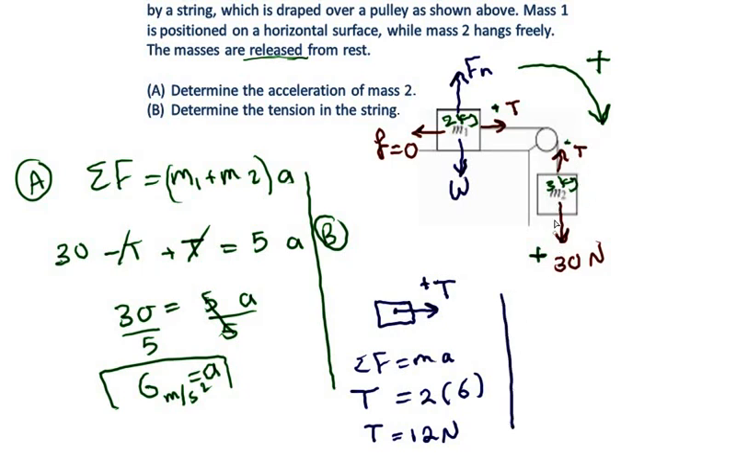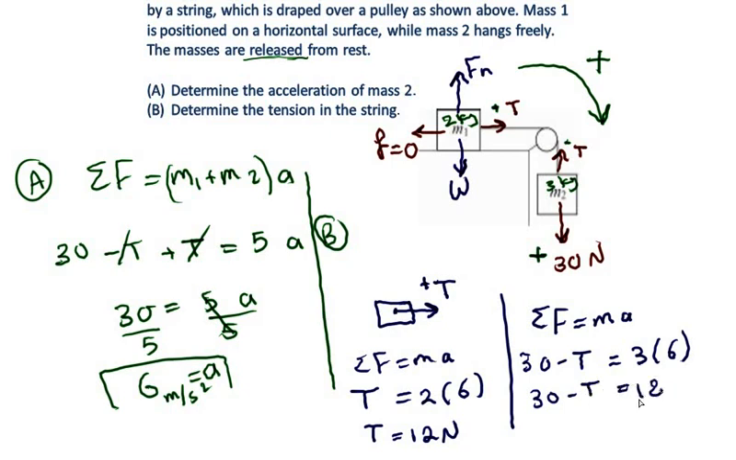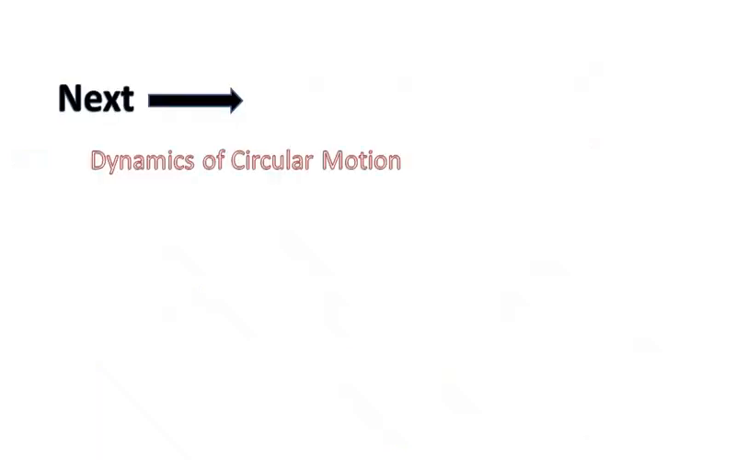Let's try to find it using this mass here, using m2. On m2 we have 30 and T. Sigma F equals ma. Sigma F is 30 minus T. This is 3 times 6. 30 minus T equals 18. 30 minus 18 equals T, so T is 12 newtons again.